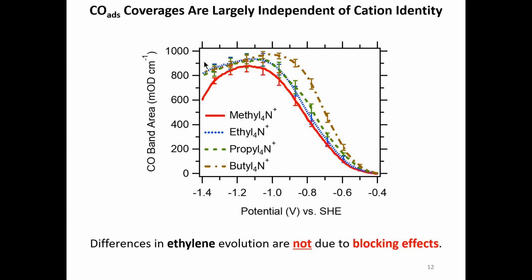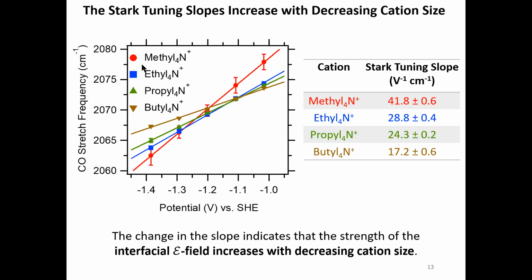Now, with this result established, we were eager to learn to what degree these cations alter the strength of the interfacial electric field. And to determine that, we analyzed the peak frequency of the CO stretch band, which is plotted here as a function of applied potential in the presence of the four different cations. And you can see linear relationships are obtained, and the slopes of these lines are known as the Stark tuning slopes. And you can see these slopes decrease with increasing cation size.